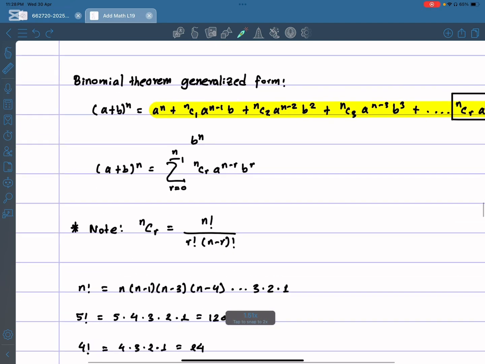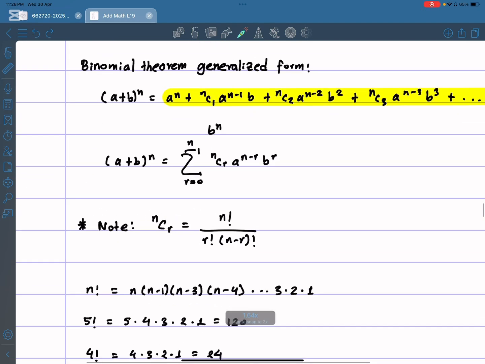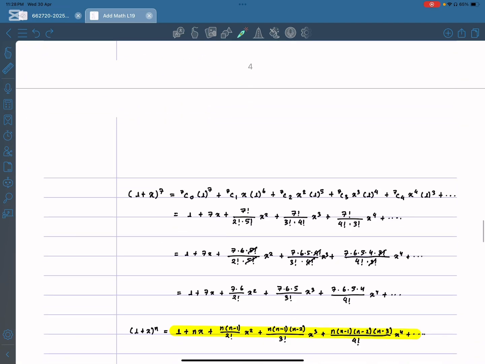Another way to remember this is using the sigma notation. Sigma notation simply means to add the sums up. Let's say that you have a_i, where i goes from, let's say, 0 to infinity. So it will go from a1 plus a2 plus a3 plus a4 all the way up until a infinity. So here what we're simply adding are the nCr, a to the n minus r, b to the r terms, where r varies from 0 to n.